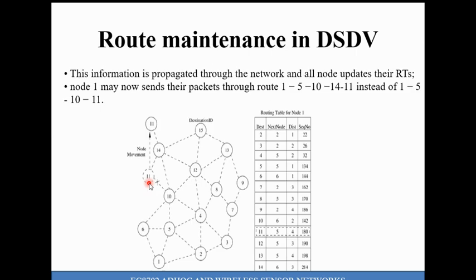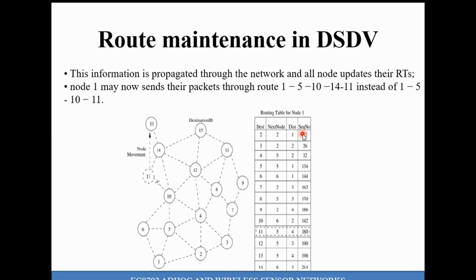Now because of this, previously in order to reach node 11 from node 1, we had chosen the path 1 5 10 11. Now the node has left here and joined here, so a new path has been generated for 11. The hop count is 4. Now to reach 11, the new path is 1 5 10 14 11. Through 14 only we can reach 11. So the new path will be updated here.